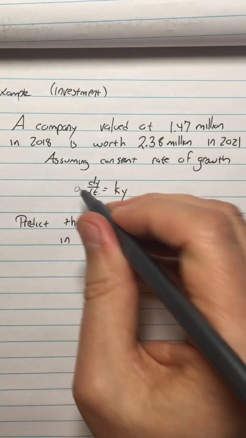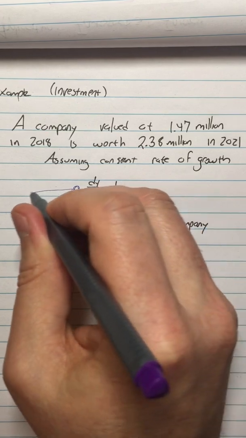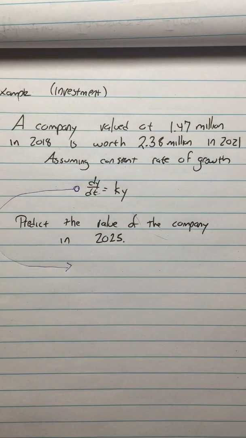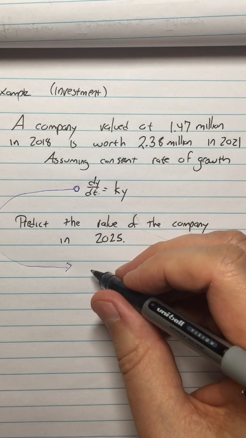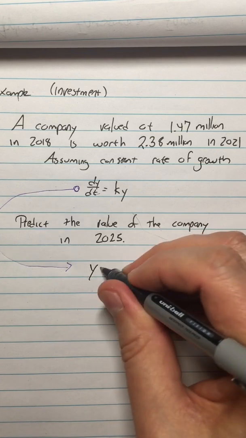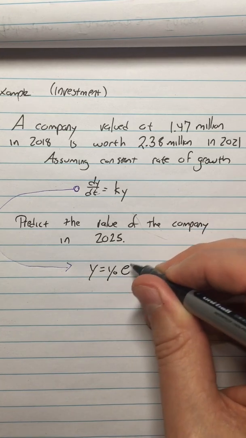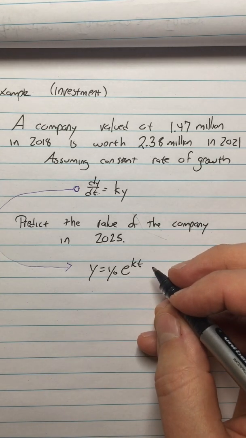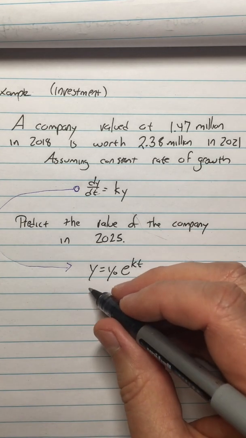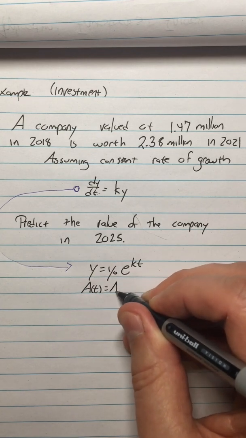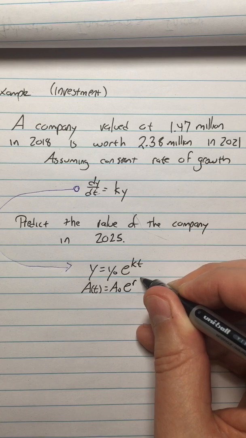What we want to do is, we don't want to have to solve that differential equation every time. So essentially what we're learning here is that this is another way of saying, my purple pen is still dead, this is another way of saying that y equals y0 e to the kt. Or more particularly to the context of this problem, usually we would write it this way, A of t equals A0 e to the rt.